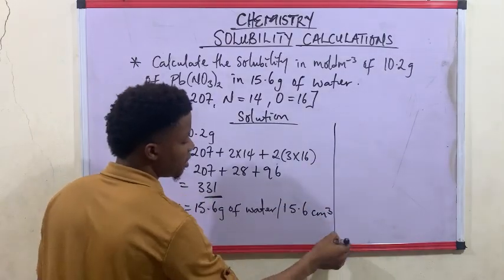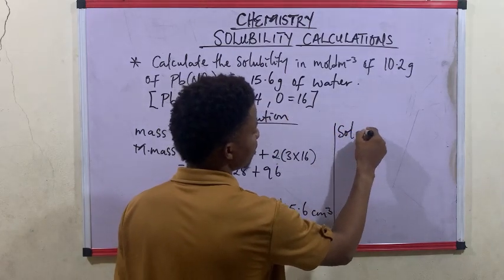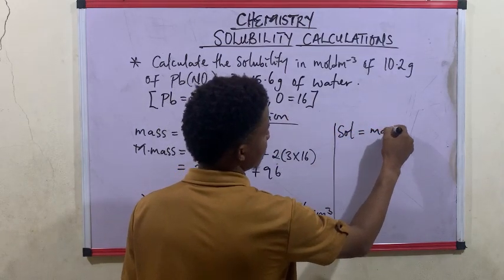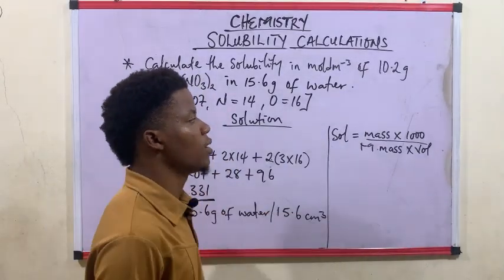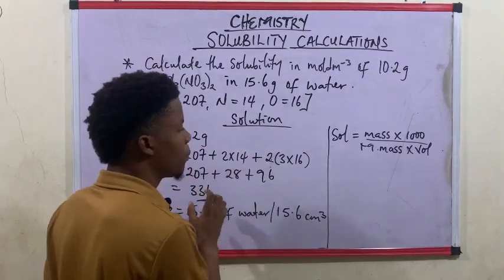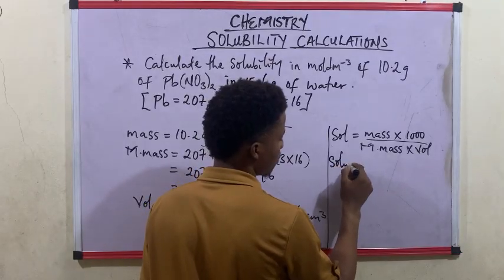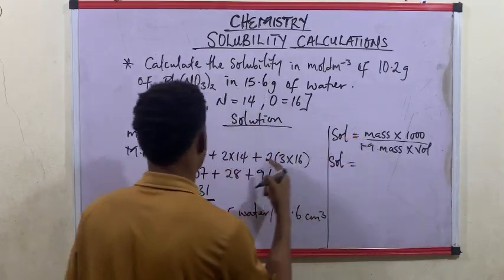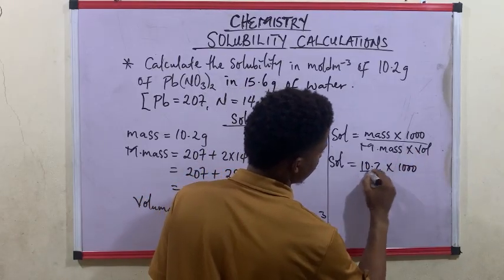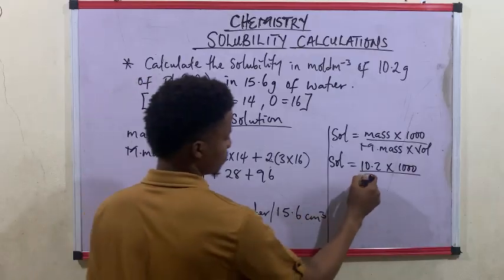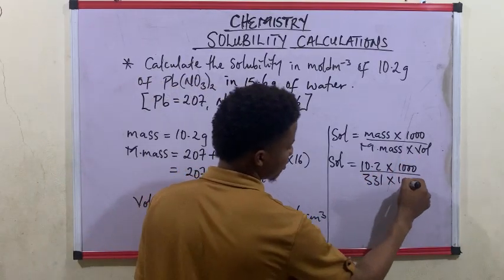So now bringing it into our formula, we can use any of the formulas. We can use solubility is equal to mass times 1000 over molecular mass times volume. Let us input all these parameters into this formula and get our answer. So we have solubility equal to, what's our mass? Our mass is 10.2 times 1000 all over our molecular mass 331 times, what's our volume? 15.6.